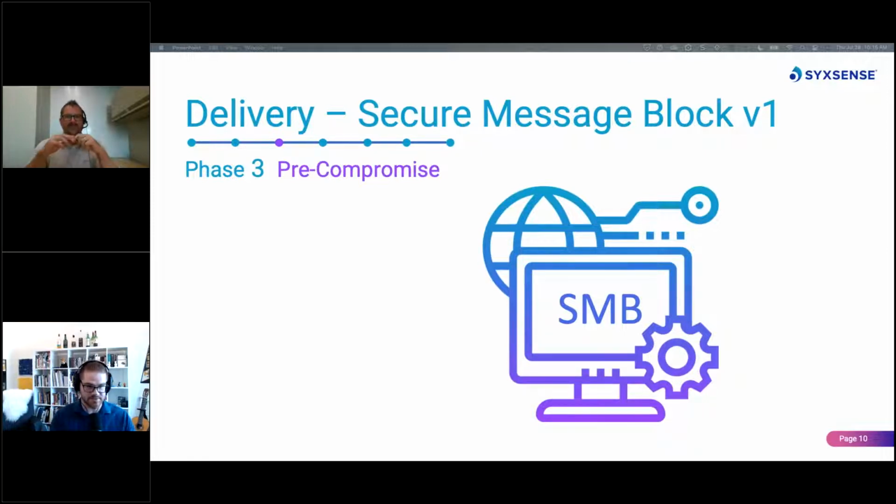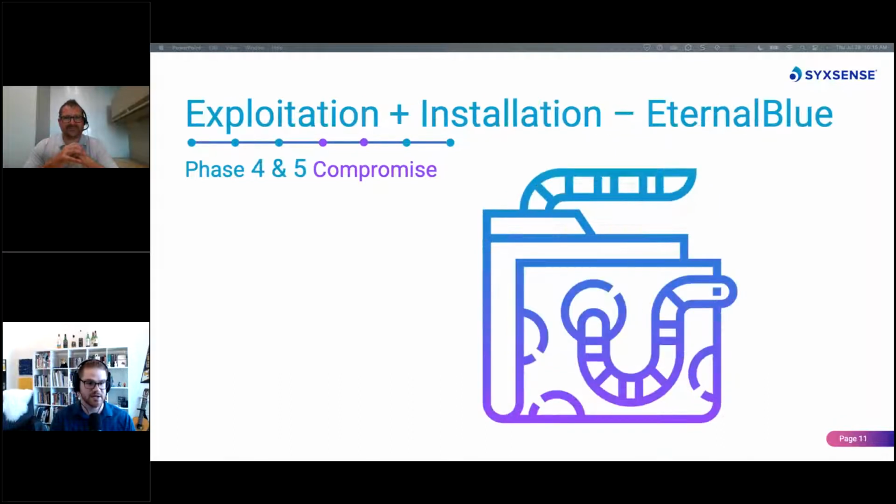So, sometime between April 14th and May 12th, 2017, the Lazarus Group built a massive database of some 200,000 internet accessible SMB enabled endpoints. And on May 12th at 7:44 UTC, the attack went live.